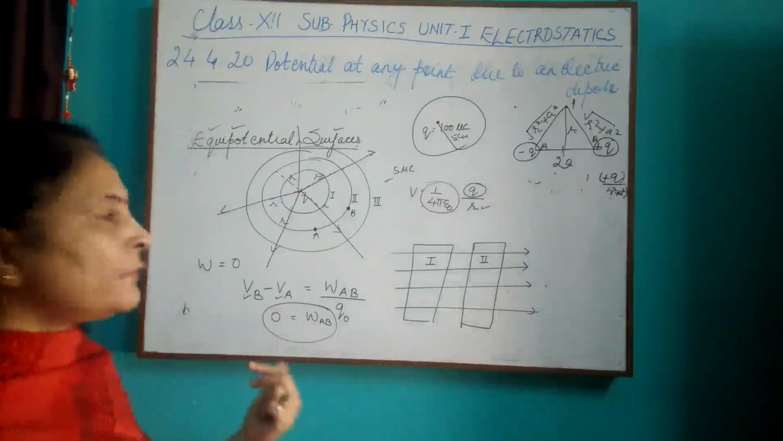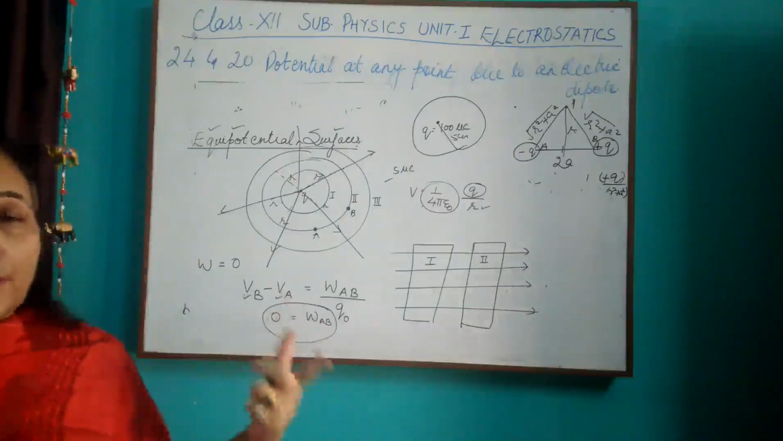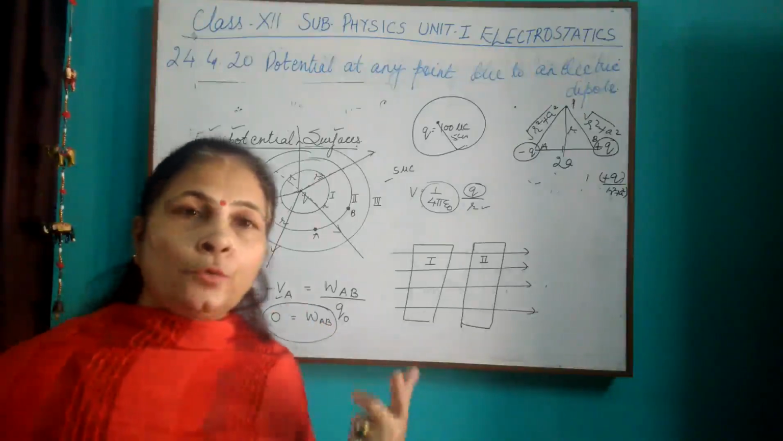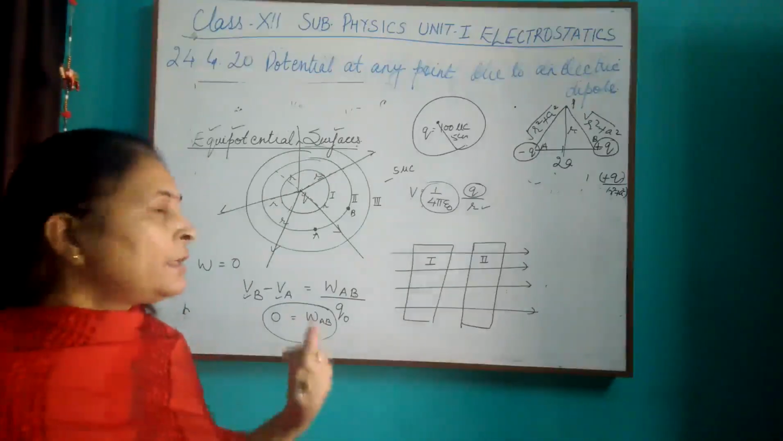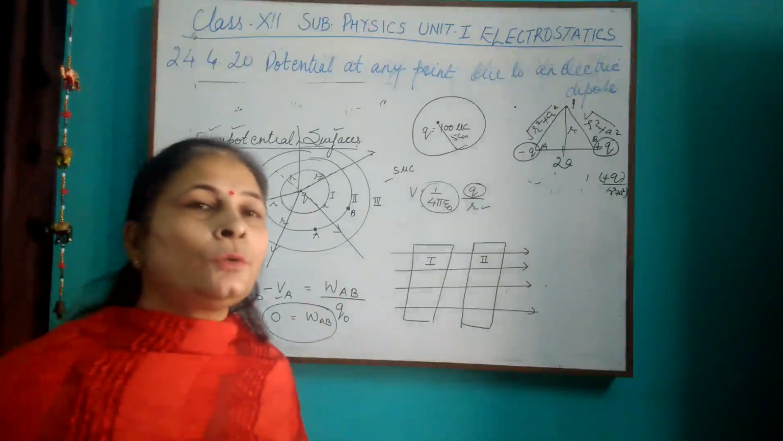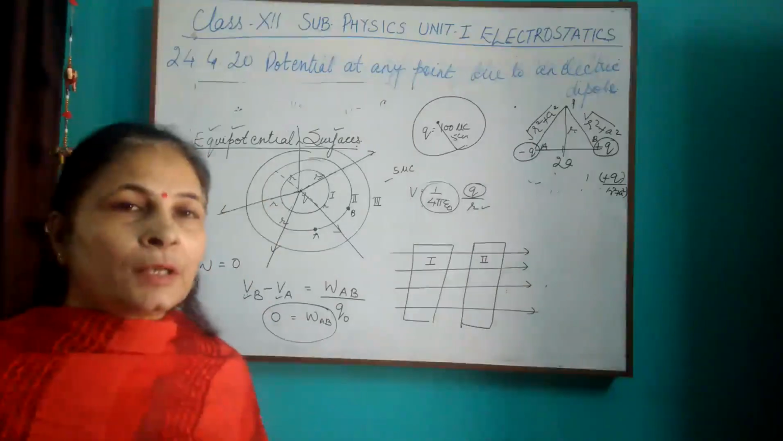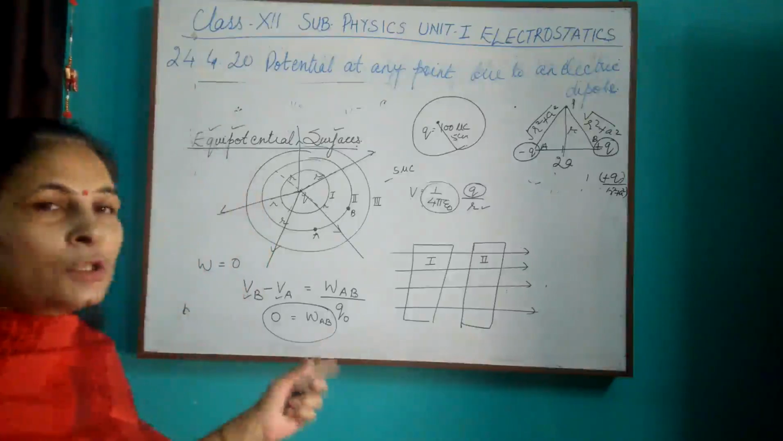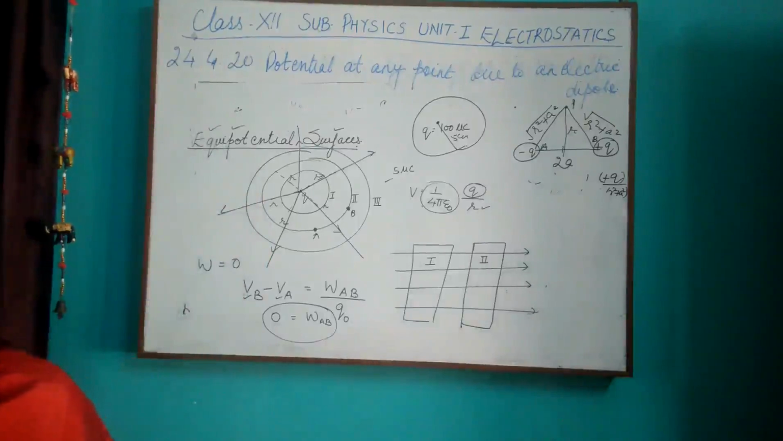What is an equipotential surface? I have told you. What is the work done? Now we can do certain questions which are based on potential. You can do from your NCERT book the solved examples which are based on potential. We'll be doing potential energy tomorrow. That is the potential energy associated with a point charge and with the combination of charges.